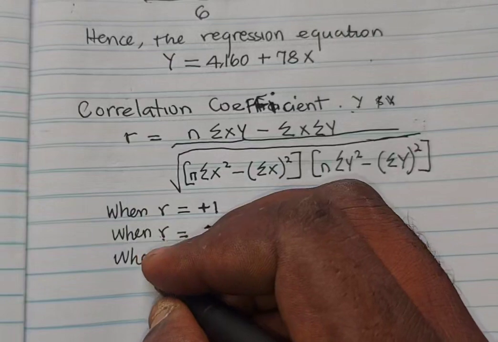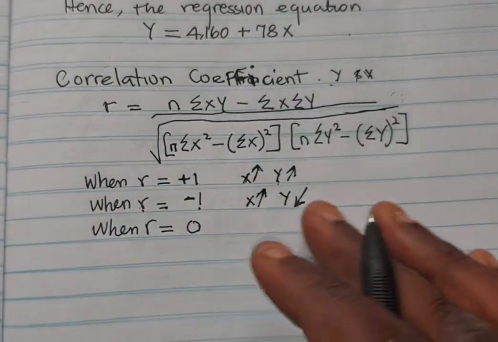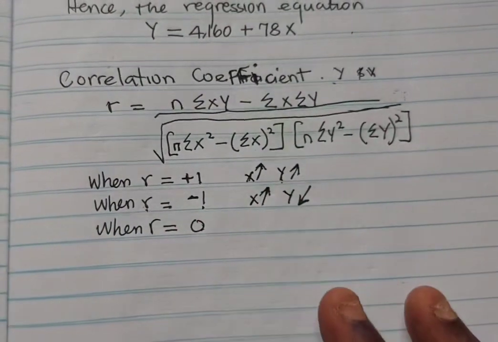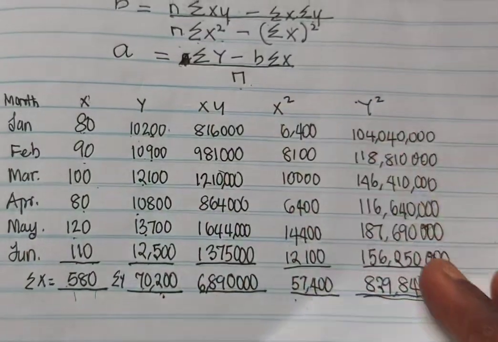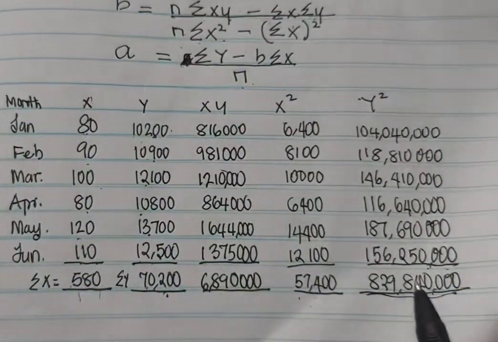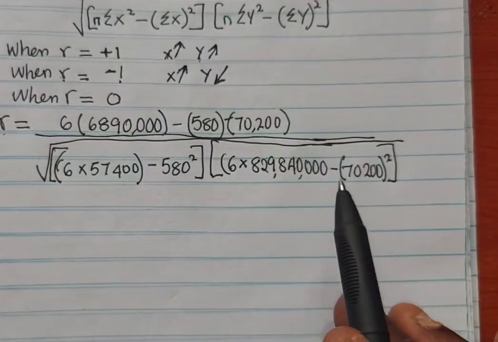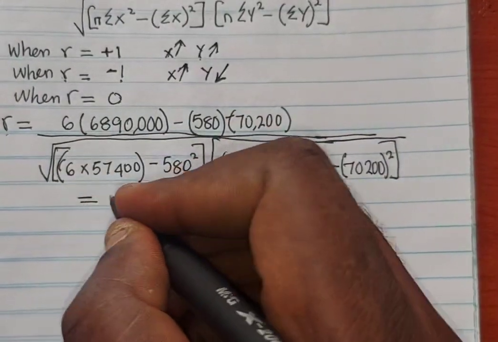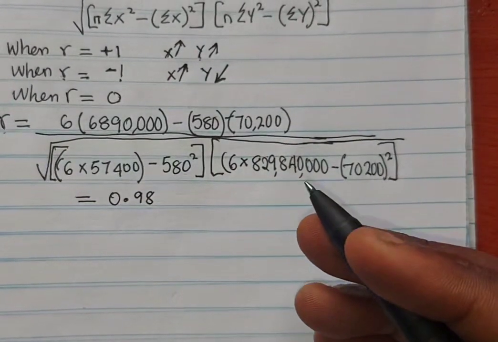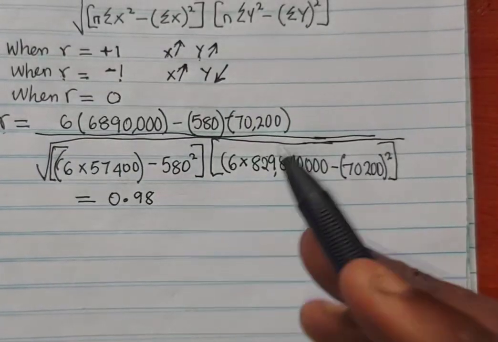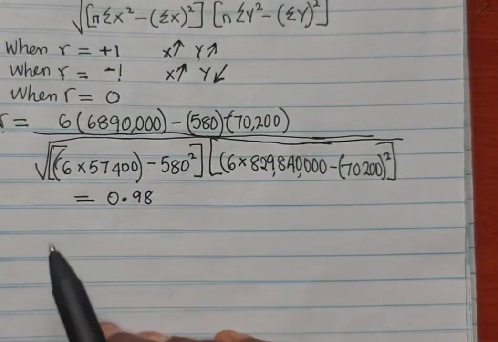But when R equals 0, it means there is no relationship between the two. Using this data, we can just substitute all this in the formula, and after substituting, you have this. Now, a student at this level should be able to get our R as 0.98. So 0.98 indicates that there is a positive relationship.